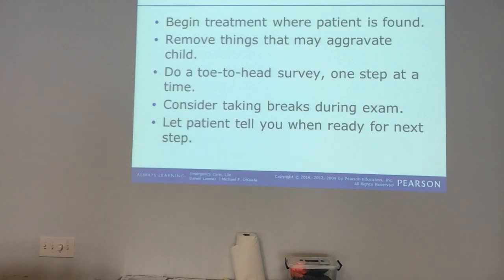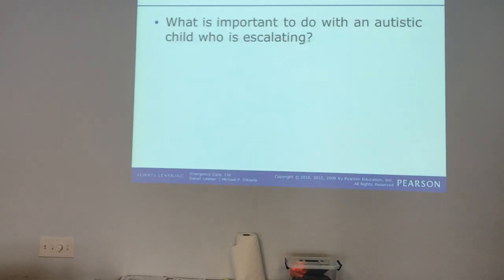Begin treatment where the patient is found. Remove things that may aggravate the child. Do a toe-to-head survey. One step at a time. Why would we start toe-to-head? We're trying to gain their trust before we get up in their face and their spatial area. Unless this is an ABC life-threatening emergency, we're going to do a toe-to-head survey. Consider taking breaks. Let the patient tell you when they're ready for the next step.